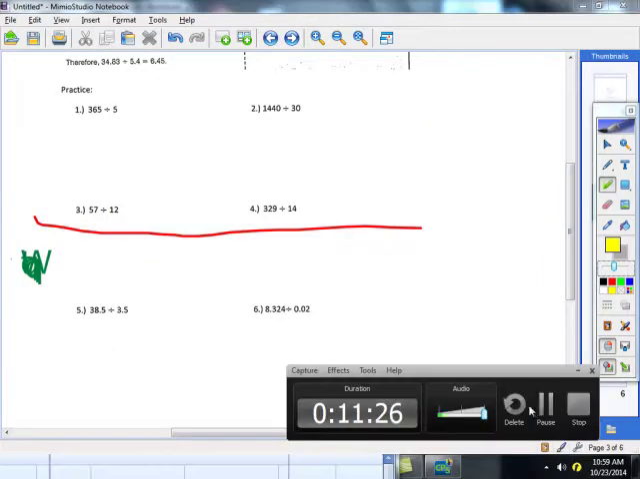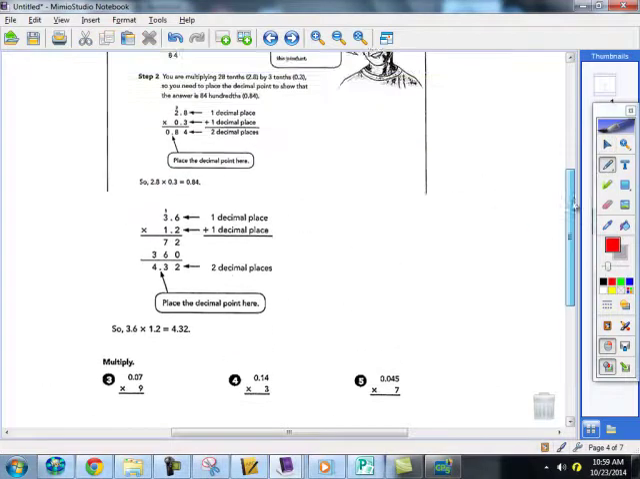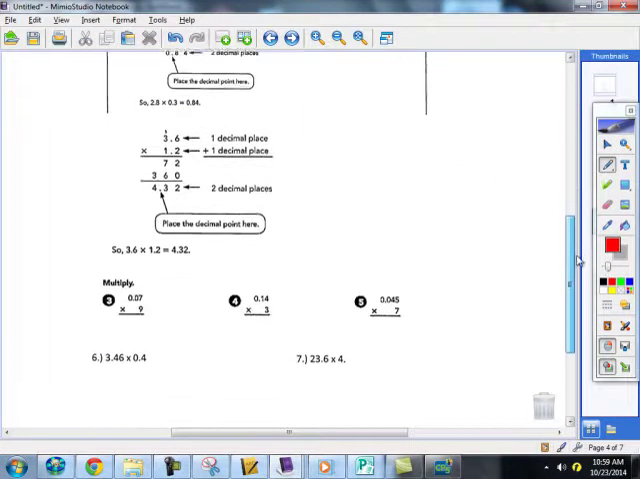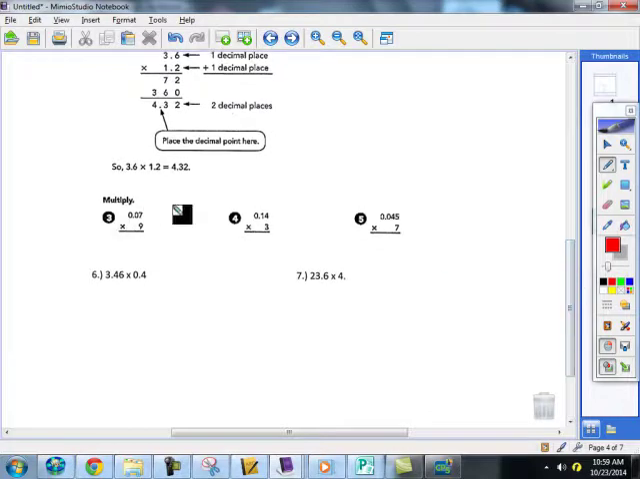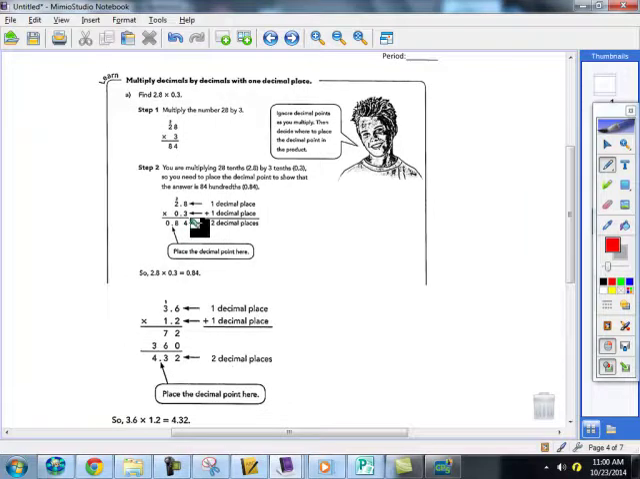Hang on, it's right there. Okay, here we go. So it's not the last page, but the next to last page.